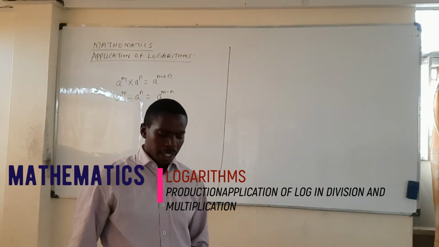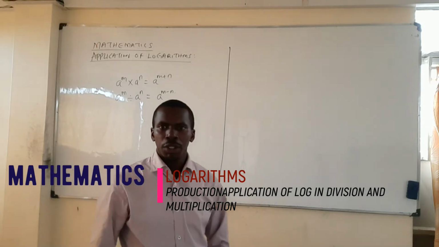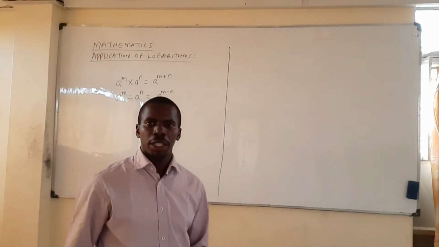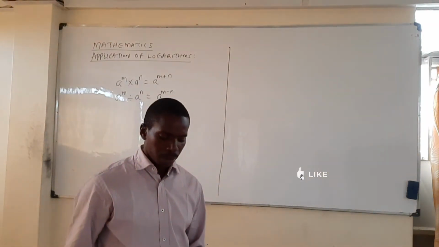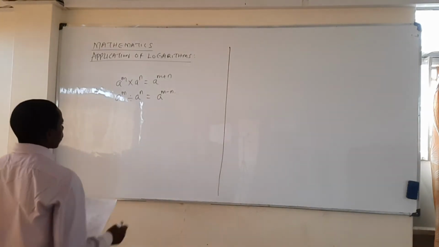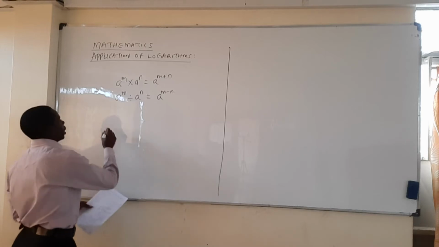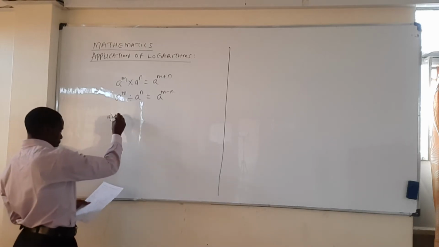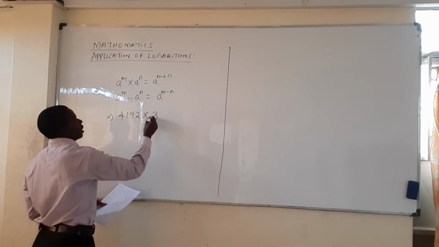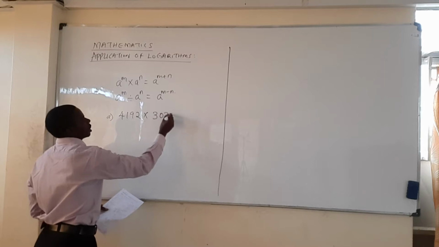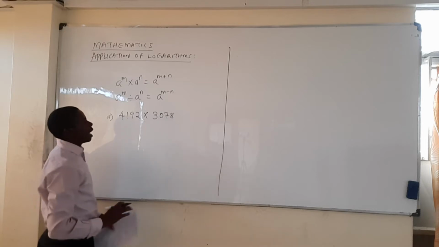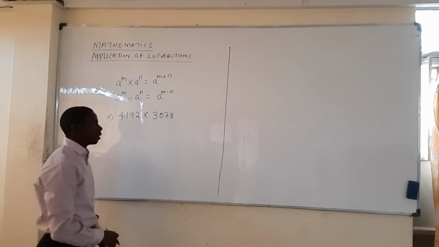Now, when we have the same base, we add the powers when we are multiplying, or subtract when we are dividing. So let's have an example here. You've been told to multiply 4,192 times 3,078. Using logarithms, remember you can write these numbers to the base of 10.